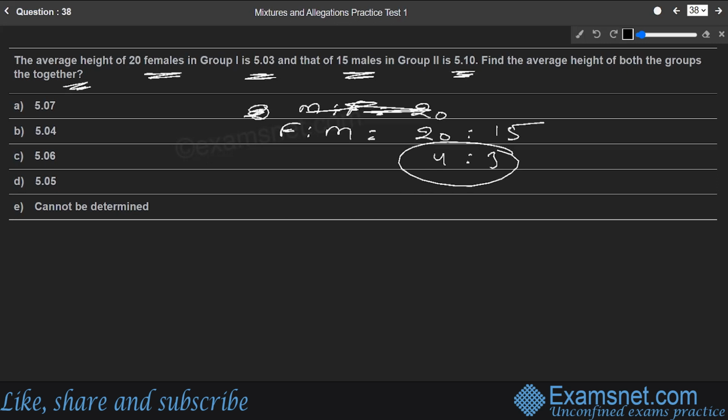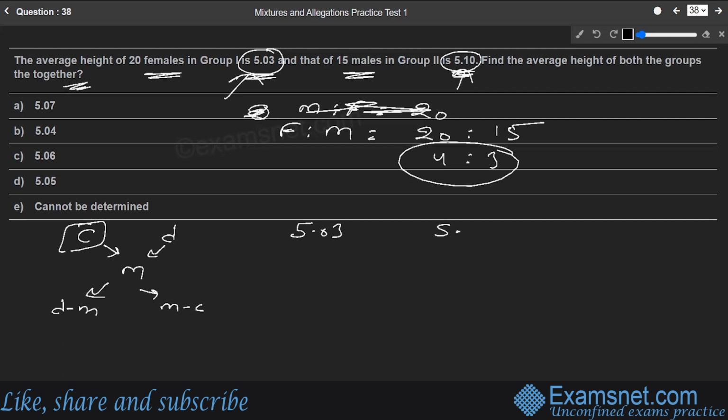The average height of the female is 5.03. Average height of male is 5.10. So we have a method of mixing together which is cheaper, dearer, mean, and the ratio comes out to be D minus M and M minus C. We have this method which we are continuously following for every question. Now this question can also be done using that method. How can we do that? The cheaper part can be treated as the lesser value, that is the female's height, which is 5.03. So let us write 5.03 on the cheaper side. Dearer part is the costlier part, which is nothing but the average height of the 15 males, 5.10.